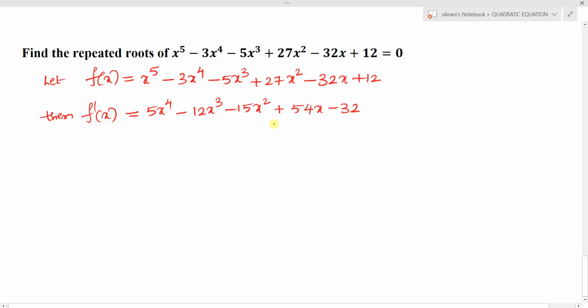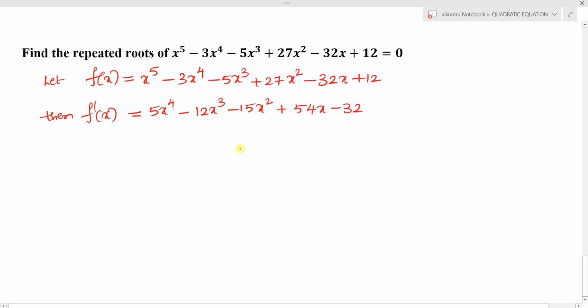Okay, it will be not equal to 0. Then how to find out the value of x? If we add all the coefficients, what is it? So minus 32, minus 15, minus 12, plus 54, plus 5. The sum of all the coefficients is not equal to 0.